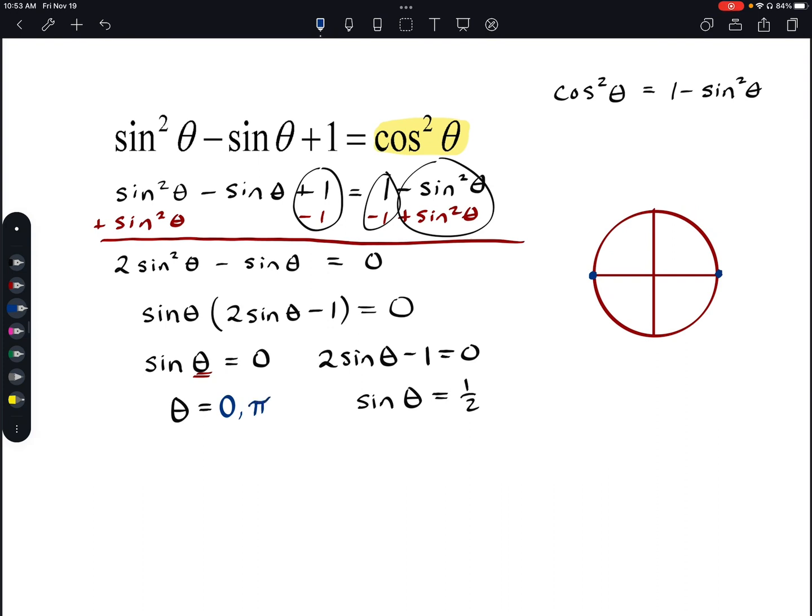And then on the other side here, I think we just did the same one, right? 1/2. So we know that theta in this case is going to end up being pi over 6 and 5 pi over 6 again. So again, 4 answers.